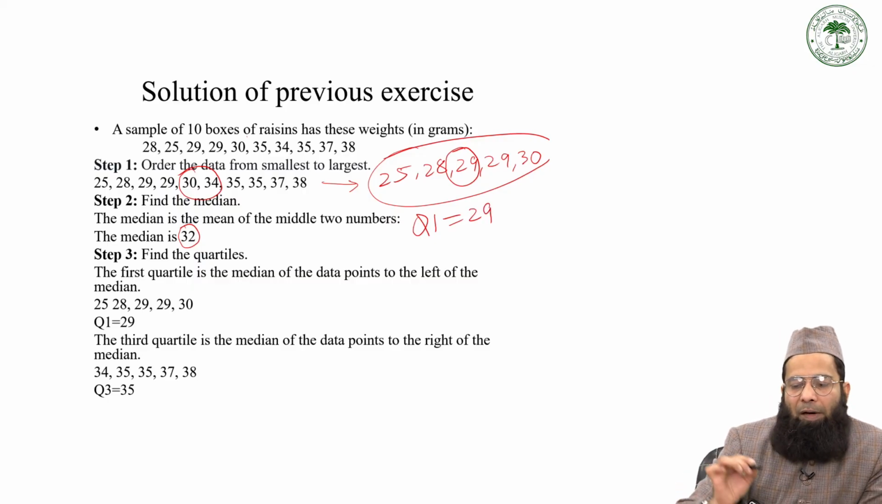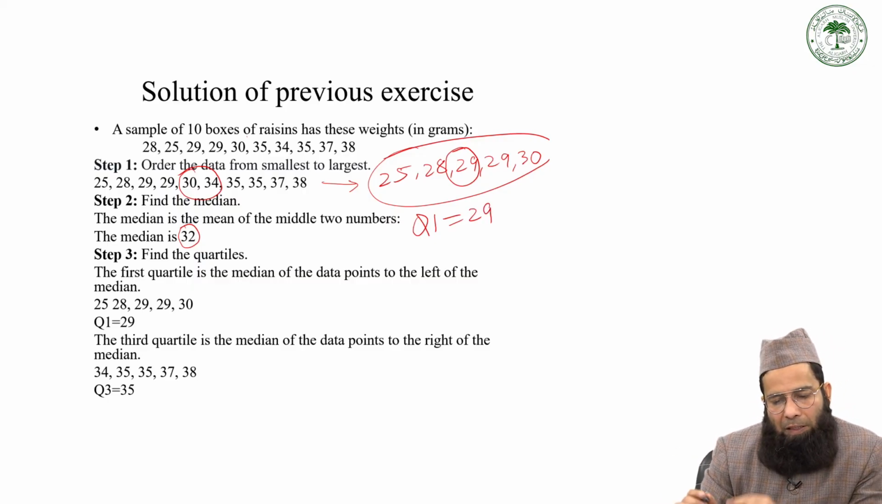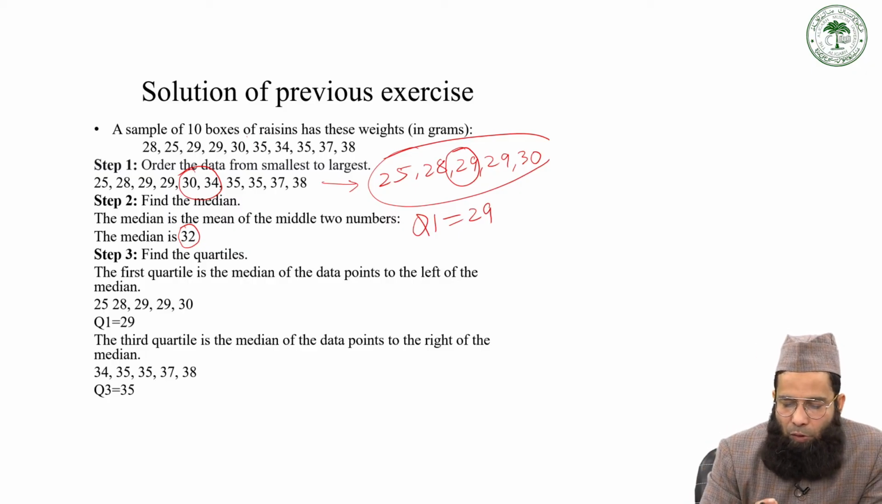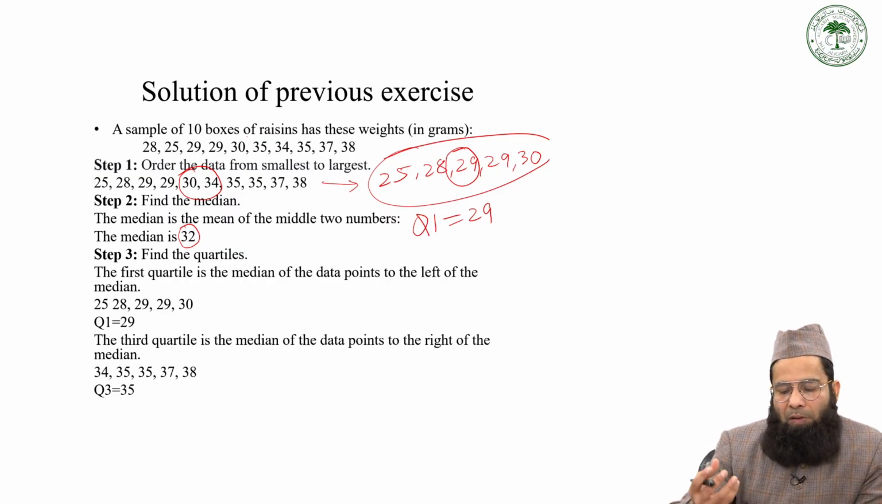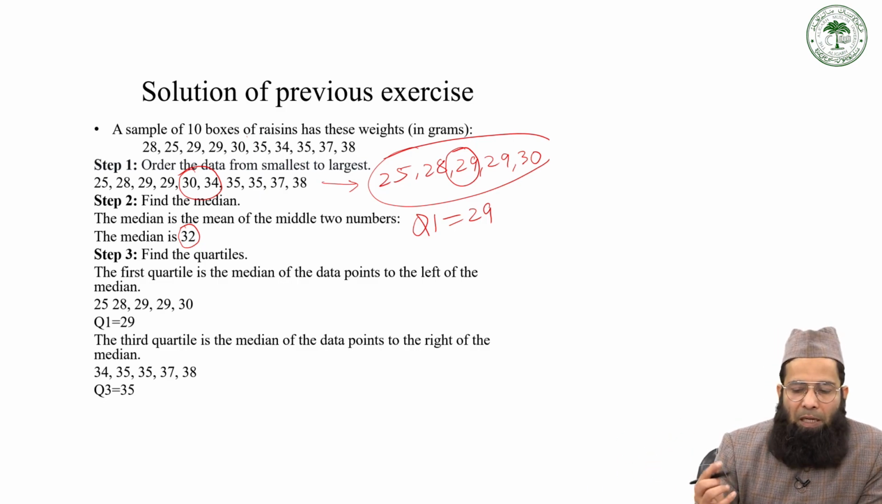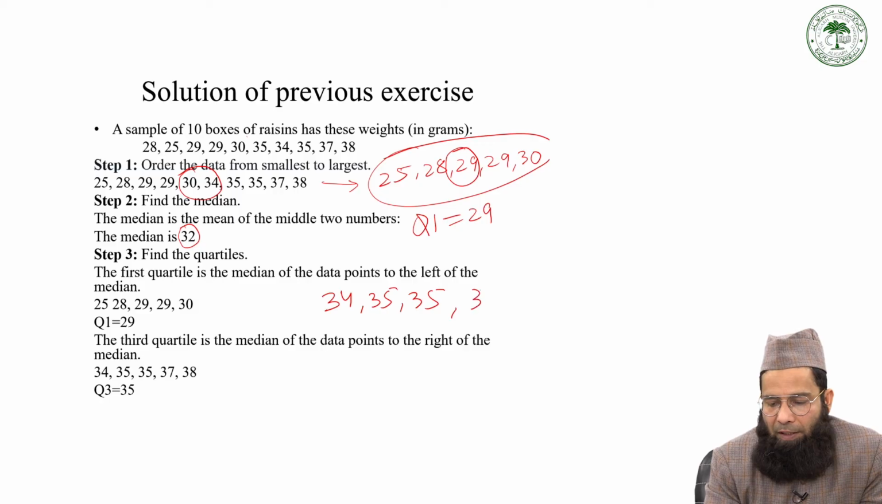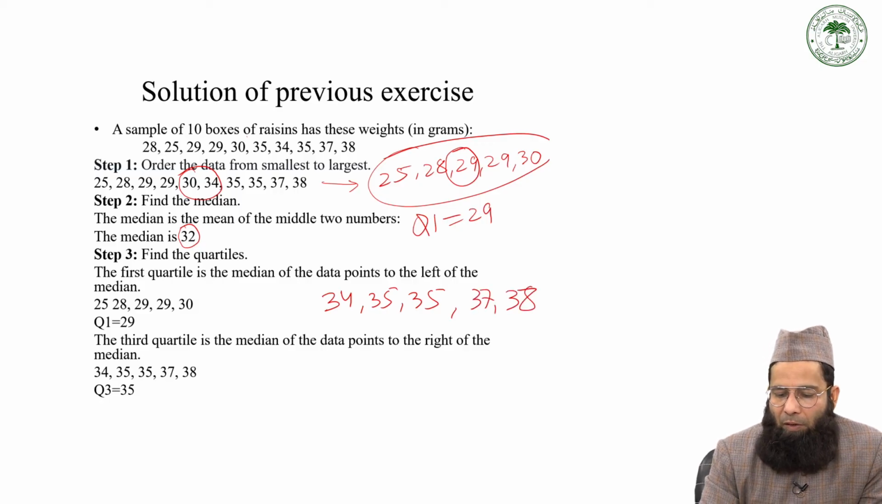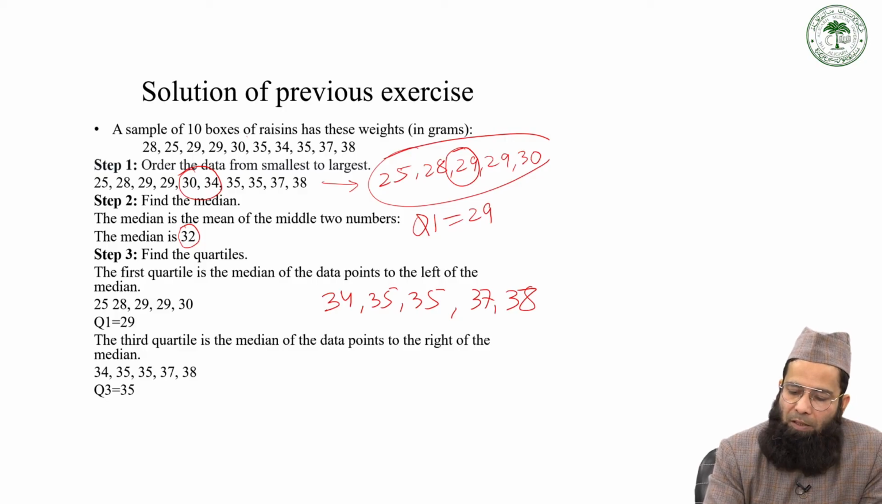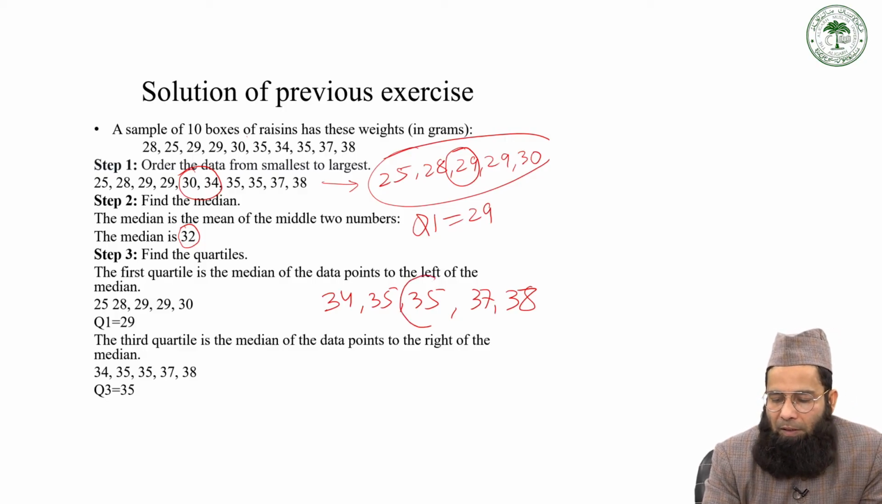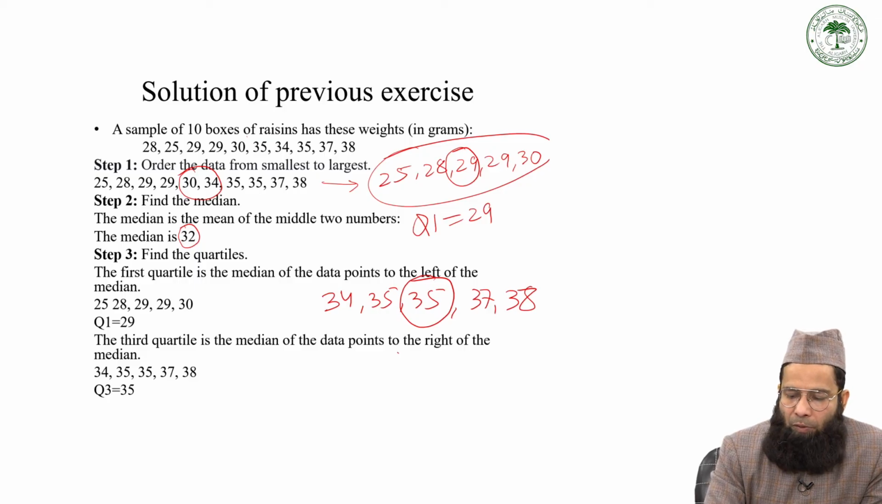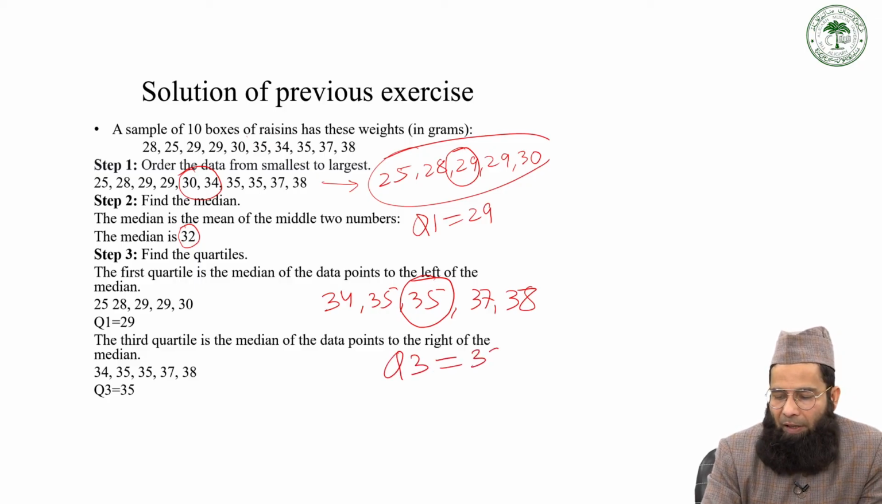And then find out the third quartile. To find the third quartile, you need to look at the data points to the right of the median. And what are the data points which are right of the median? The data points would be 35, 34, then 35, 35, 37, and 38. To find the median of this sorted list, the median is 35. So I will get Q3 as 35.